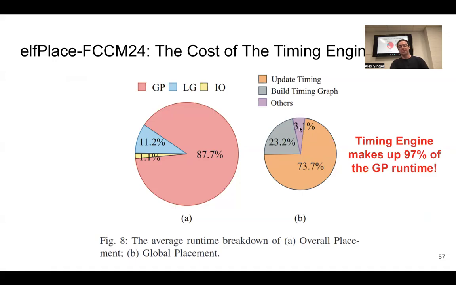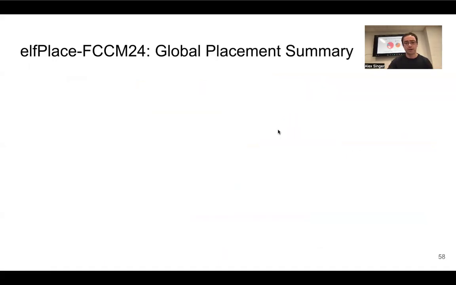So what this is showing us is that not having this GPU accelerated can really hurt your runtime, but accelerating timing graphs using GPUs is a hard problem. So it just shows the cost of having these timing engines can be quite high.